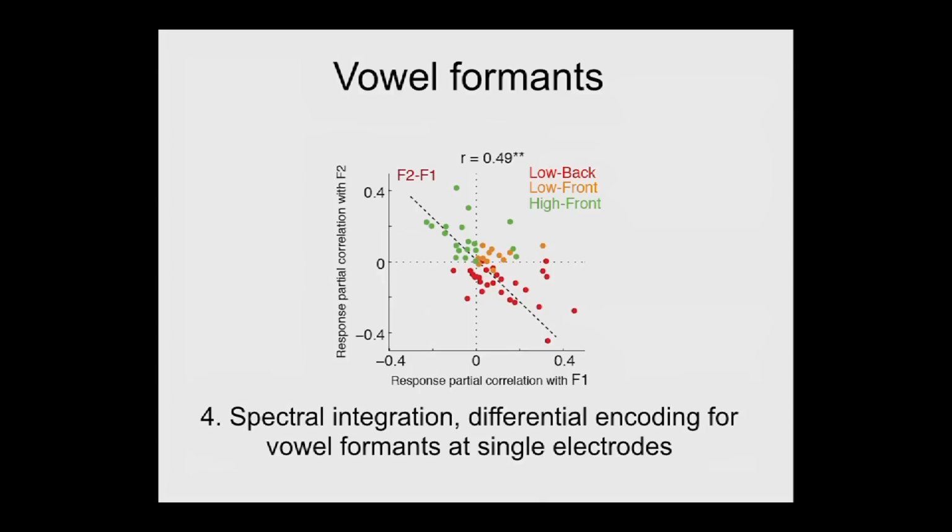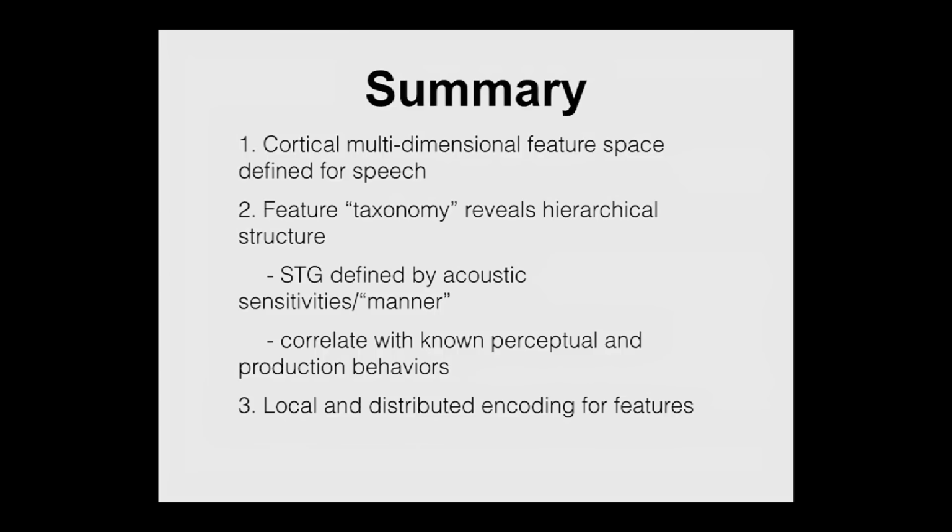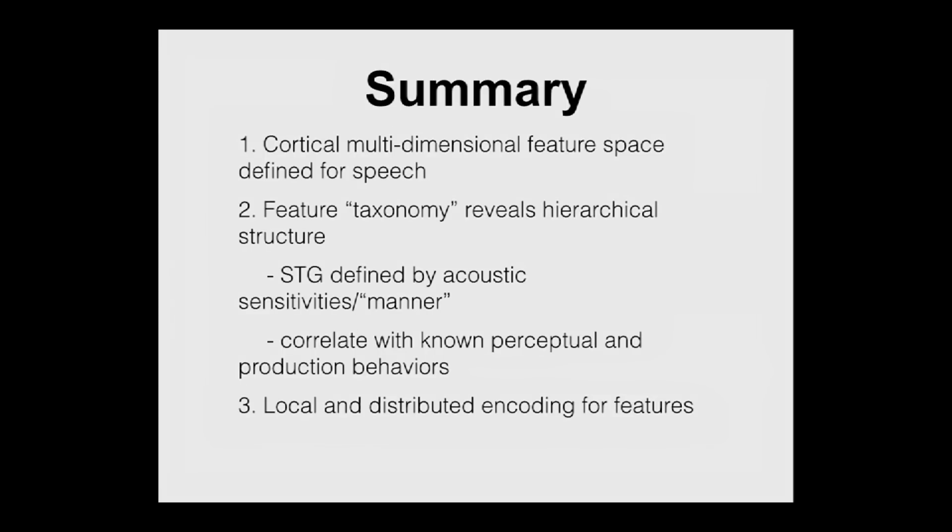In the interest of time, I'm gonna sort of skip more in depth information about, you know, vowels and plosives and how those are specifically encoded. But in summary, what we found is that there's actually a multidimensional feature space for speech sounds in the human superior temporal gyrus, and that this feature space is organized in a way that actually shows hierarchical structure, and that the hierarchical structure is very, very strongly driven by the brain's, in particular this auditory cortex's, sensitivity to acoustic differences, which are most signified actually in the manner of articulation distinctions linguistically. And what's interesting about this is it actually does correlate quite well with some known perceptual behavior.